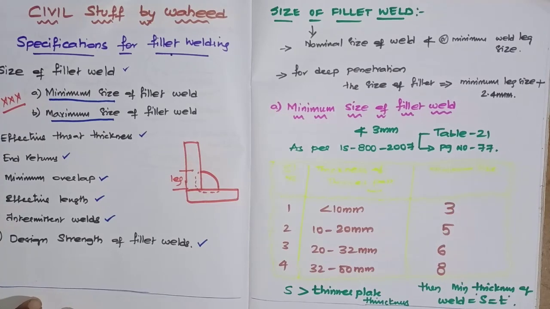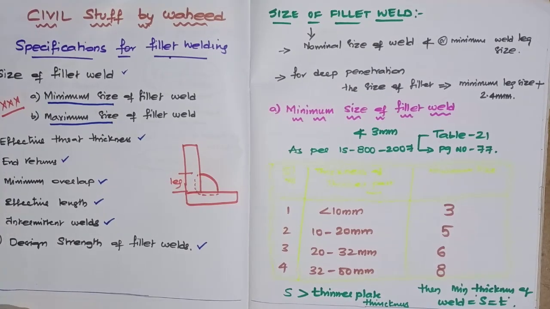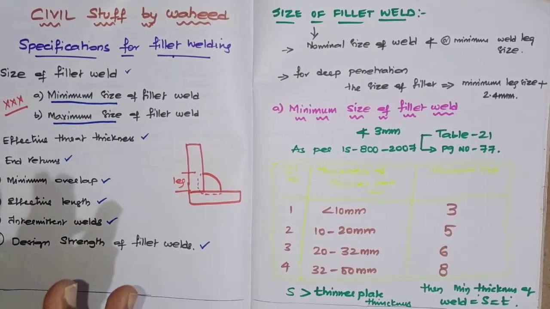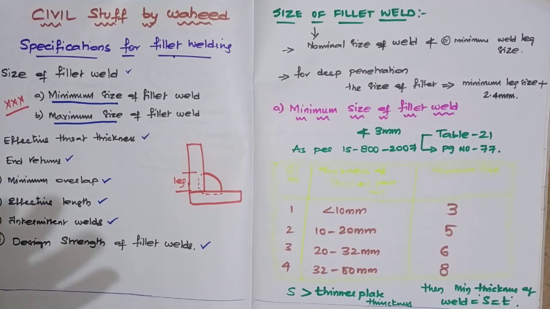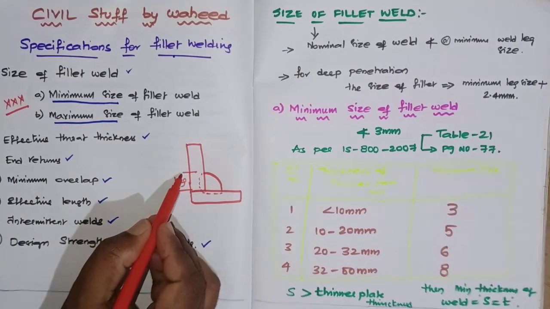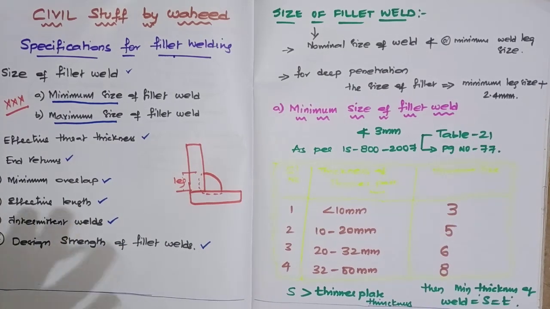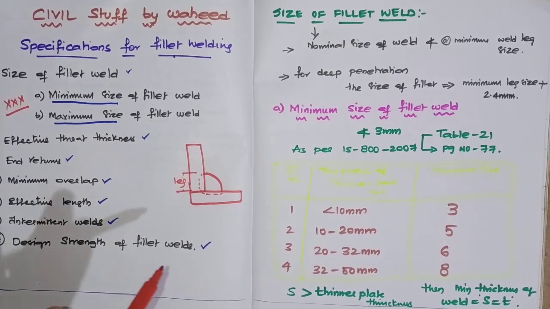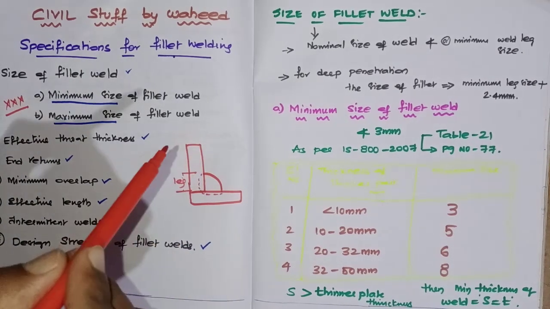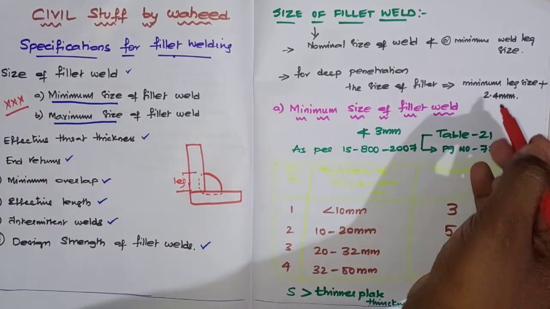And in general, the nominal size of the weld should not be less than the minimum weld leg size. So this is the weld leg size, and that should be the minimum in general conditions. And for deep penetrations, meaning larger thickness members, the size of the fillet should be the minimum leg size plus 2.4 mm.